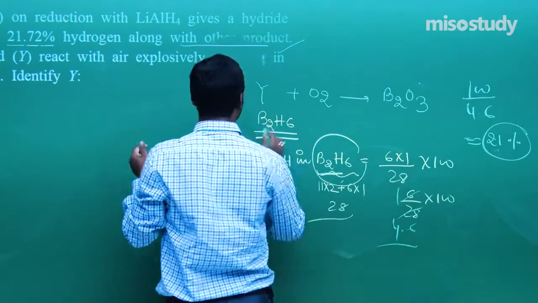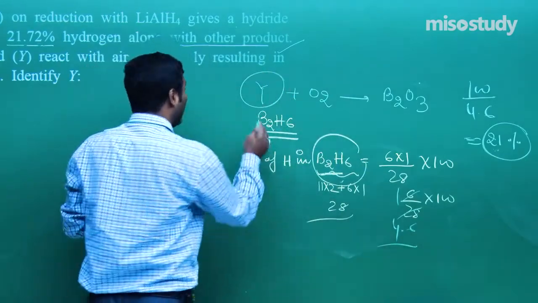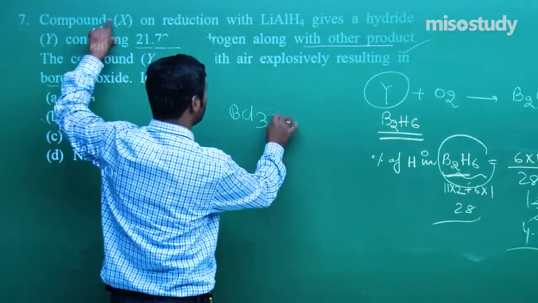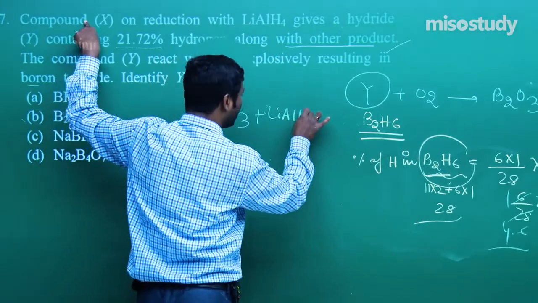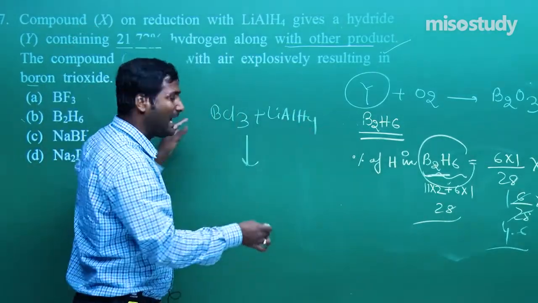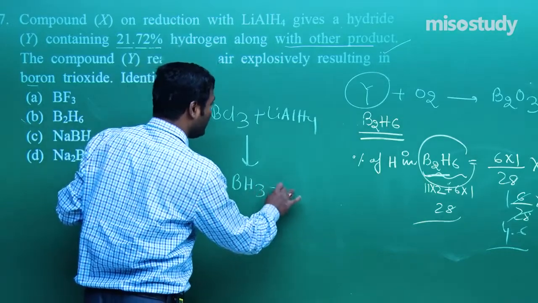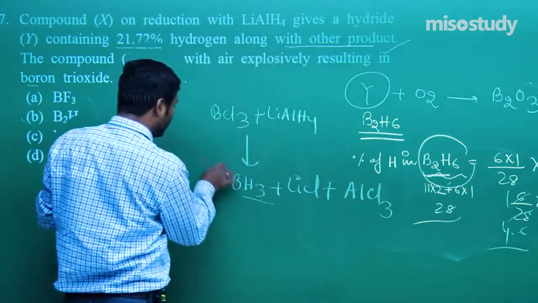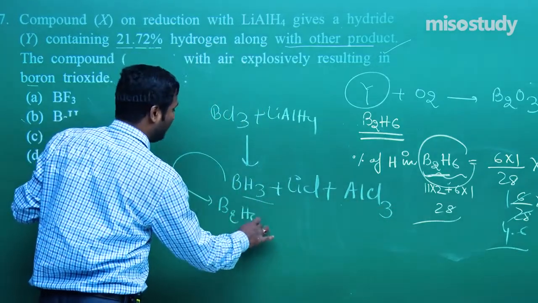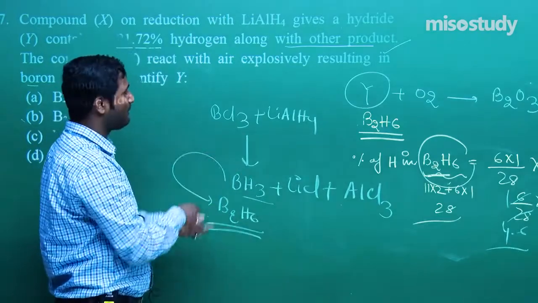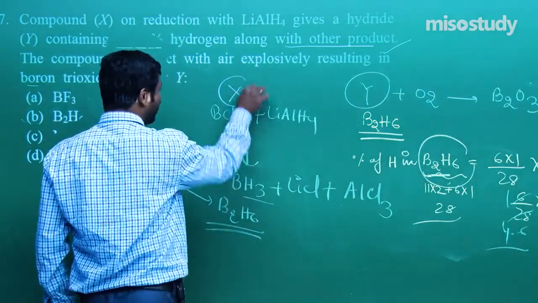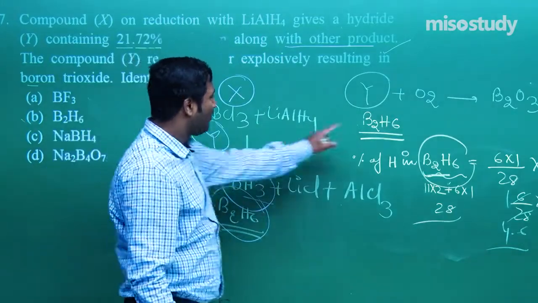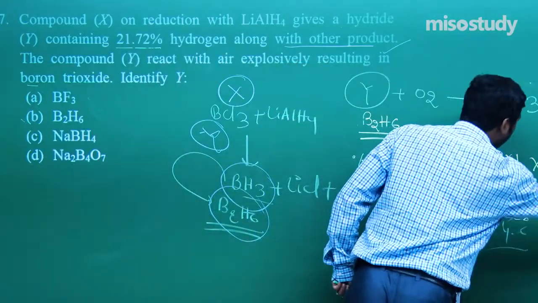So now we can easily guess that Y is B2H6. And what is X? That is, as I told you, BCl3, because on reduction with LiAlH4, reduction takes place, that is the removal of chlorine and addition of hydrogen, it gives you BH3. Clear to you? This is one of the famous reactions, with LiCl and AlCl3 formed. As we know, this one does not exist. This exists as a dimeric form, that is B2H6. So this is the complete detailed solution. This one is X, and this one friend, this one is Y. Yes sir, Y I have calculated, it contains around 21% hydrogen.